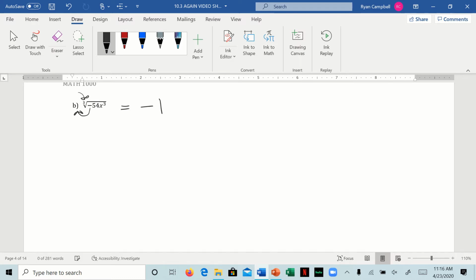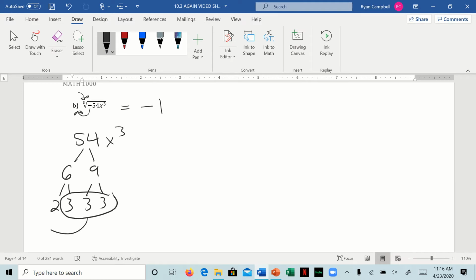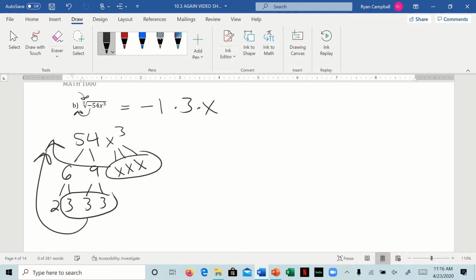So we can take out a negative 1, and now we're just looking at 54 x cubed. So 54, that can be 6 and 9. 9 is 3 and 3. 6 is 2 and 3. If we have a group of 3's, right, we need 3 numbers. So one group of 3, so we know a 3 can come out. And then with the x cubed, we see 3 x's. So an x can come out. And then we still have a 2 left inside.